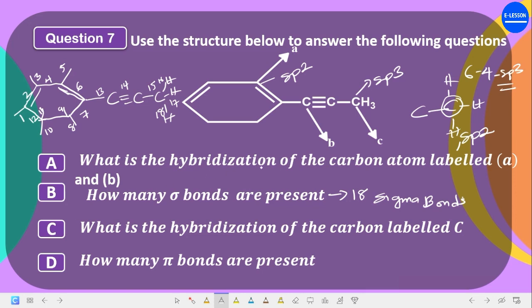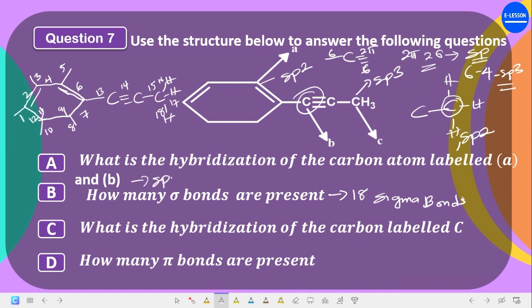Now the next one says, what is the hybridization of the carbon labeled B? Now this is the carbon labeled B here. What is the hybridization of this carbon? If you want to bring it out, it has a single bond, then a triple bond. Now in this triple bond, there are 2 pi and 1 sigma. So there are 2 pi and 1 sigma, and then another sigma. So in total we have 2 pi and 2 sigma. Whenever we have 2 pi and 2 sigma, the hybridization is what? sp.